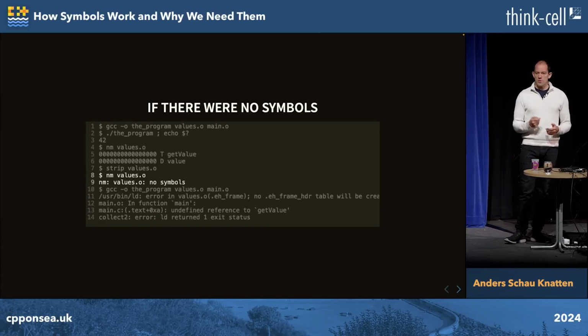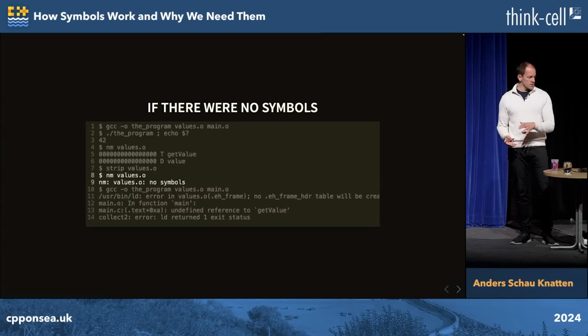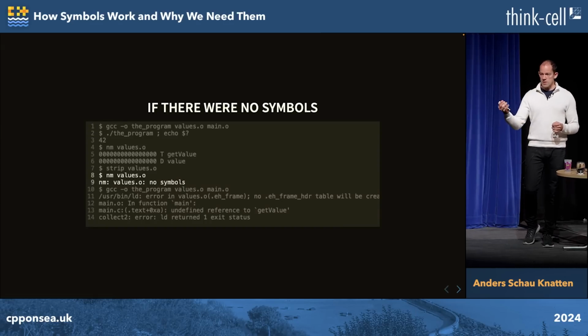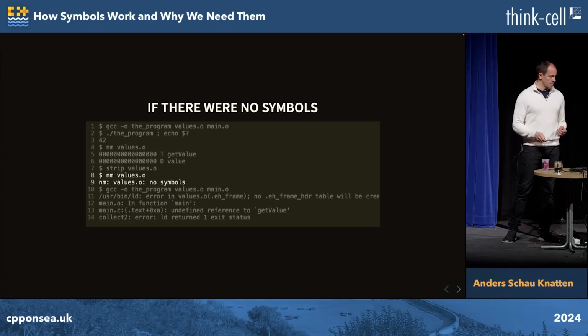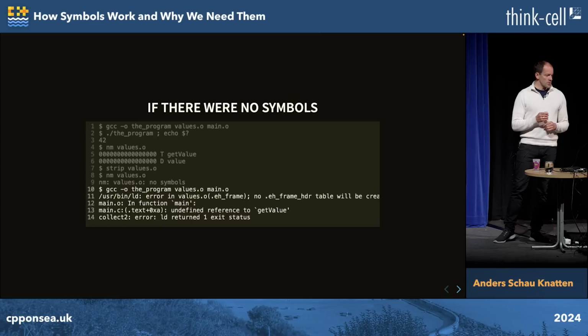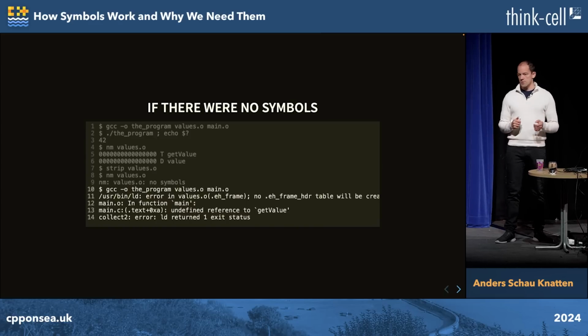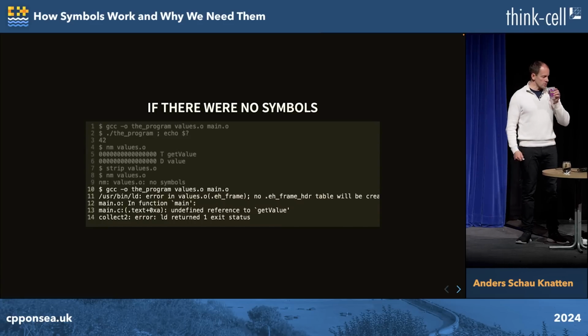If I do that and run nm again, now the symbols are gone. But the code is still there, right? The text section and the data sections in values.o still have the function, still have the value. It's just that we don't have any symbols anymore to look up where they actually are. And if I then try to link again, I get this good old undefined reference to get_value that you have probably seen every time you forget to add the definition somewhere.